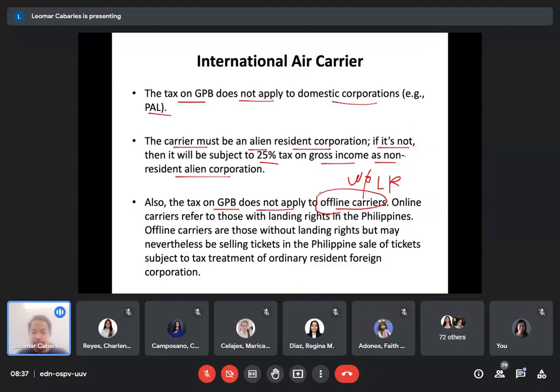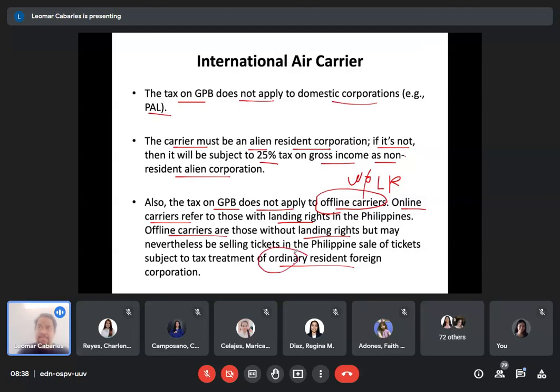Okay? So ang applicable sa'yo is the 25% income tax, no? Kung non-resident ka. So applicable ang GPB pag online carrier. Ang online carrier, those with landing rights. Okay? Offline carriers are those without landing rights, but nevertheless may be selling tickets, okay, in the Philippines. So ang kanilang tax treatment sa kanila ay ordinary lang sila.